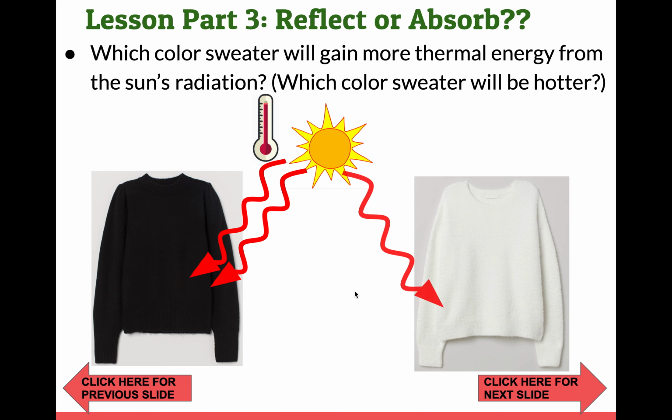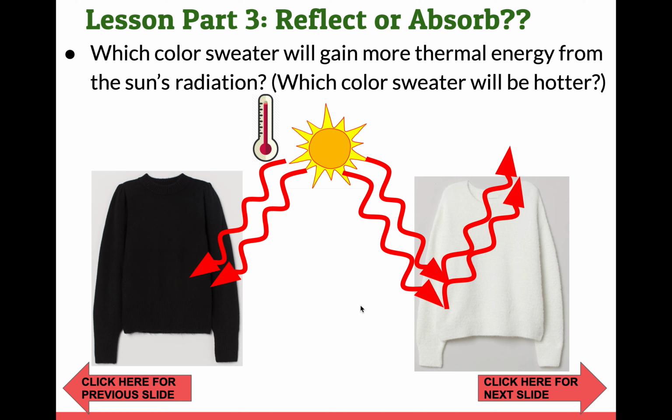But when you wear a white sweater, the radiation from the sun is going to reflect. It's going to bounce off the white color so that you don't get as hot. That's why a lot of people say, oh, in the summertime, you should wear light colored clothes like white, yellow, because light colored clothes are going to reflect the electromagnetic waves from the sun, and it's going to keep you cooler. It's not going to heat up as fast.